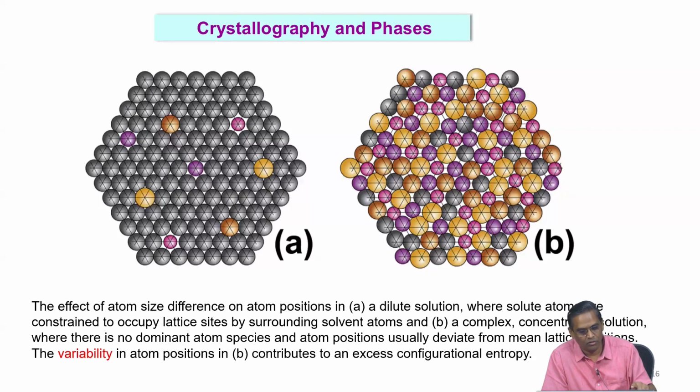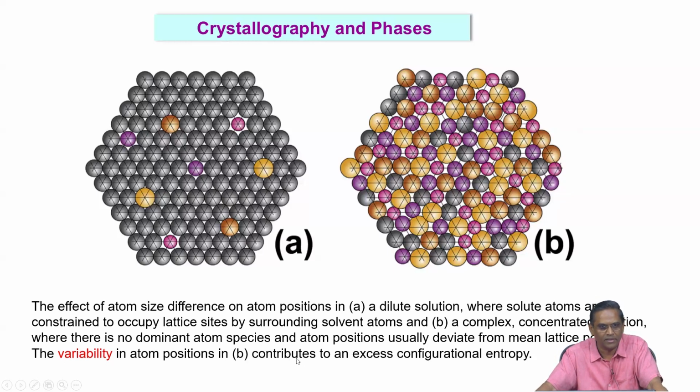In a dilute solution, even though you have different atoms, their fraction is too small. On the right hand side, you have the complex concentrated solution, where there is no dominant atom species and atom positions usually deviate from the mean lattice positions. Suppose you try to calculate the mean interatomic distance for a given direction, it is too complex, and then you have to take the average from all the directions. The variability in the atom positions in structure B, the complex concentrated solution, contributes to an excess configurational entropy.